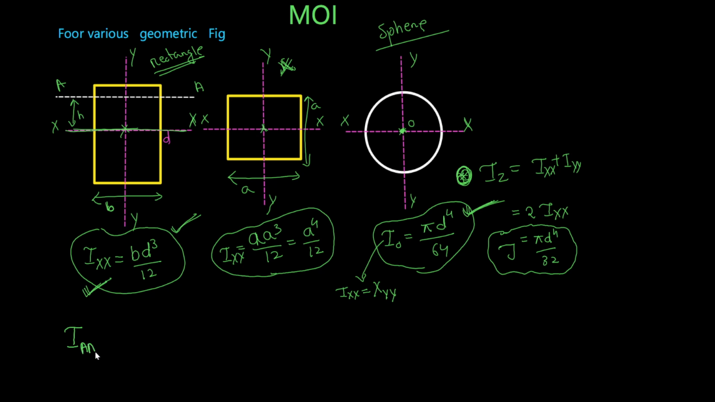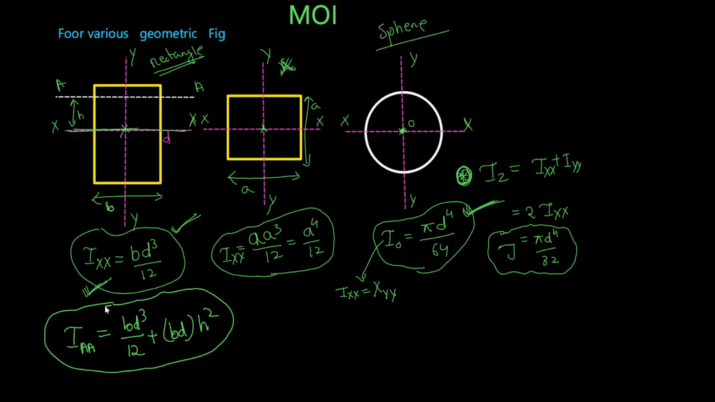So IAA will be nothing but bd cubed by 12, that is Ixx, plus you have to write the area, which is b into d, times the square of the distance, that is h square. So this will be the formula for IAA of a rectangle by using the parallel axis theorem. Here we are applying the perpendicular axis theorem. Getting my point? So these are the formulas you should remember: bd cubed by 12 and pi d fourth by 64.